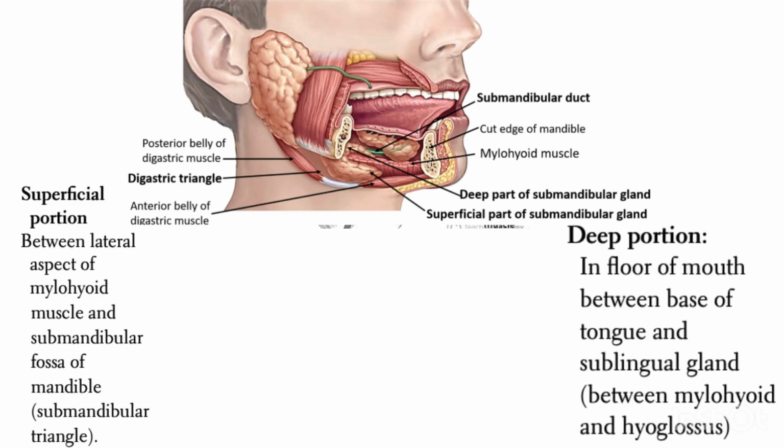Talking about the superficial portion, we can see in the diagram it lies just between the mylohyoid muscle and the submandibular fossa of the mandible. That is a part of our submandibular triangle. The deep portion lies just in the floor of the mouth between the base of our tongue and the sublingual gland. Also, we can say that the deep portion is superficial to the mylohyoid and hyoglossus muscle.